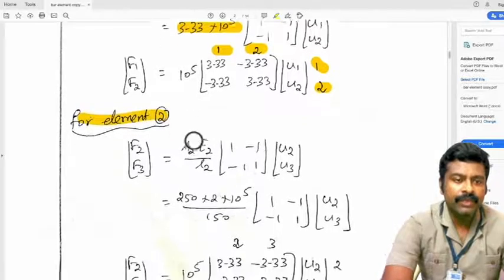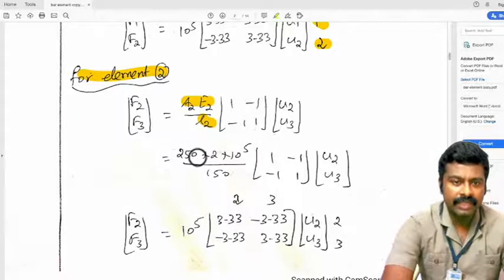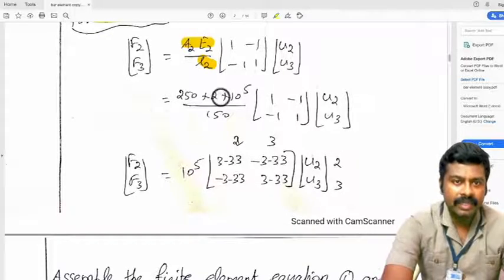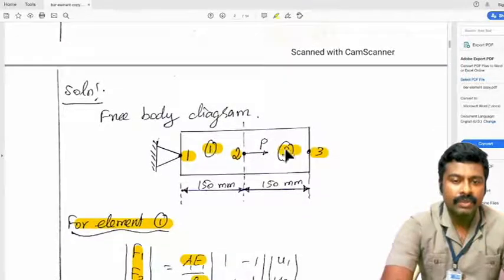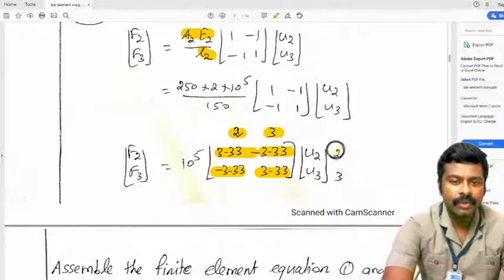Similarly for element 2, F2 F3 equal to A2 E2 by L2 for element 2, times the matrix of 1 minus 1 minus 1 1, times u2 u3. Substitute all the corresponding values, and the value yields the same, since area, Young's modulus and length are also the same, that is 3.33. We multiply 3.33 inside the matrix, therefore 3.33 minus 3.33 minus 3.33 3.33. Element 2 has two nodes, node 2 and 3, therefore we put the values 2 and 3 over the matrix.